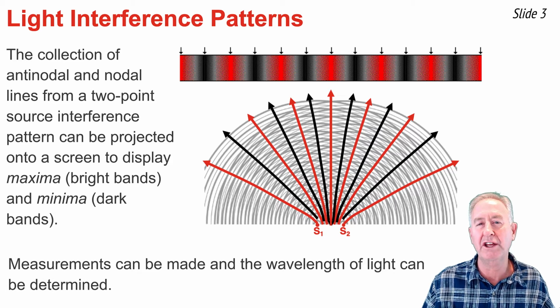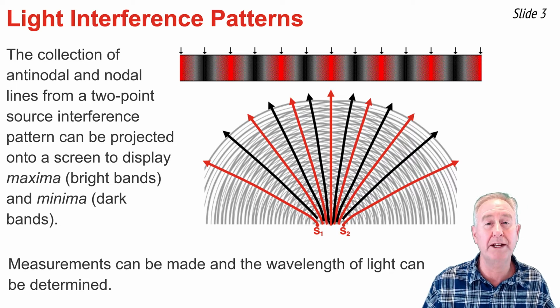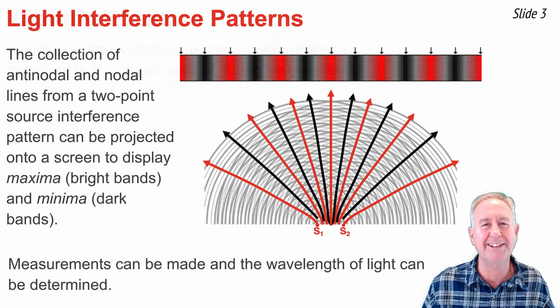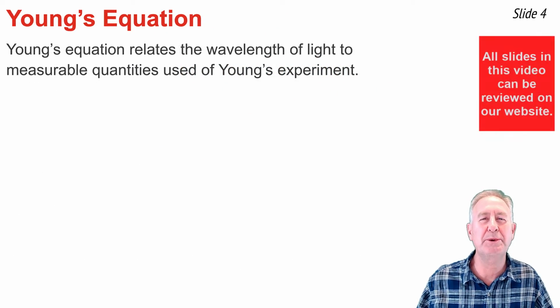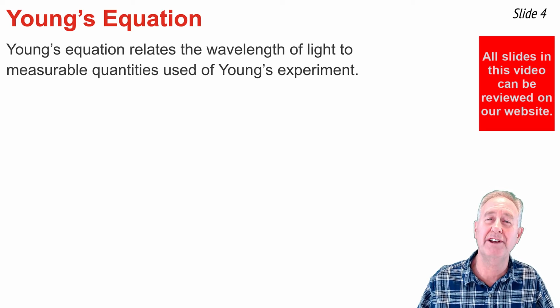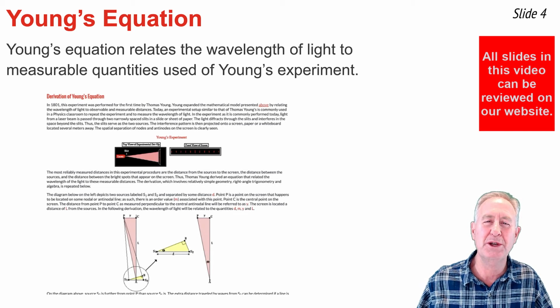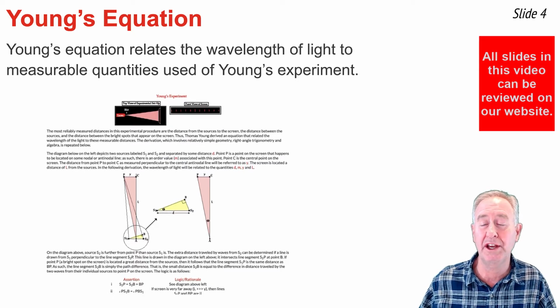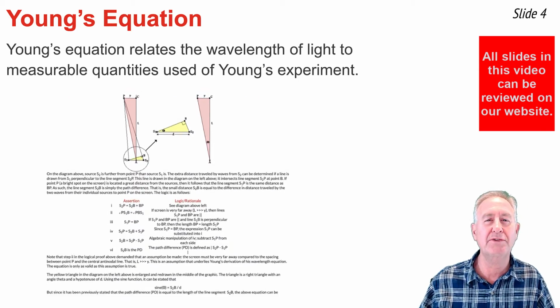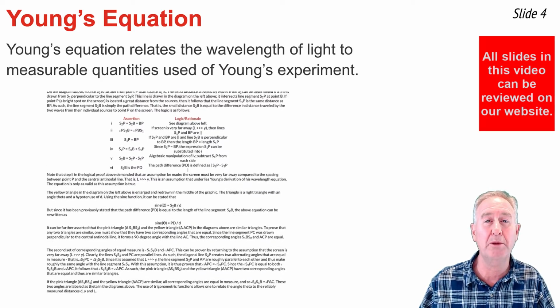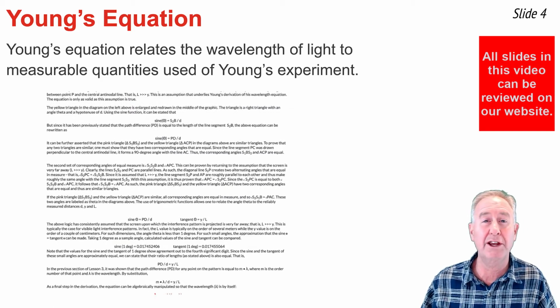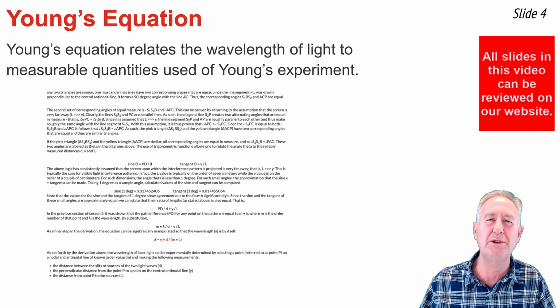This collection of dark and bright bands can be analyzed, measurements can be made, and the wavelength of light can be determined. The experiment that I've just roughly described is known as Young's experiment and was first performed by Thomas Young in the year 1801. Young's equation relates the measurable quantities of Young's experiment to the wavelength of light. I won't be deriving Young's equation in this video, but if you need to see it, it can be found on our website. It's found in many college physics textbooks and is quite complicated. I've left a link to this derivation in the description section if you need to review it.